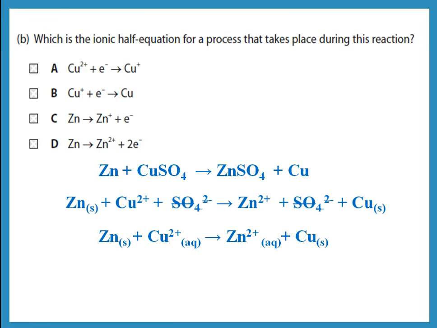So which of these half equations applies here? Now what is happening? The zinc has changed to zinc 2+. That means it has lost 2 electrons. And the copper 2+ will need to gain 2 electrons in order to form copper. So which of these options is correct? It is the one where we have the zinc losing 2 electrons to form zinc 2+.